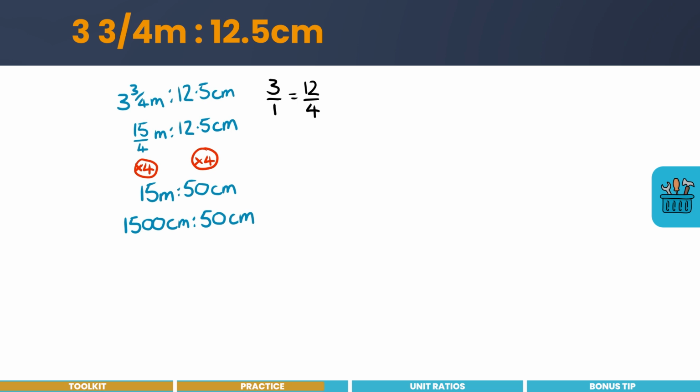I can immediately divide both sides by 10 to get 150 to 5, and then I can divide both sides by 5 to get 30 to 1, which doesn't simplify any further.